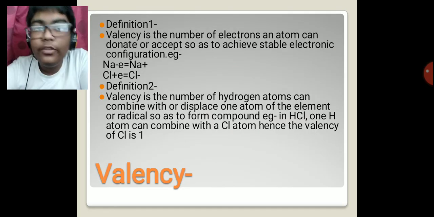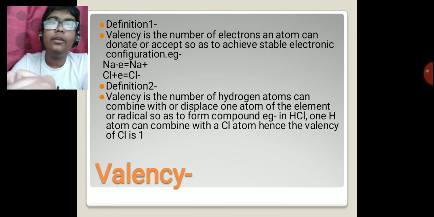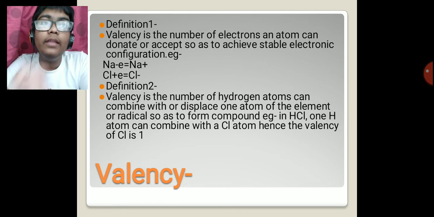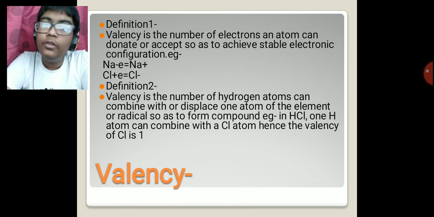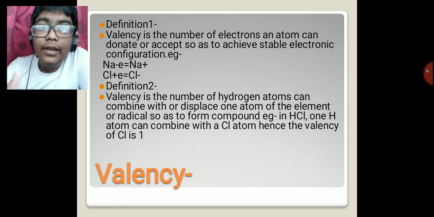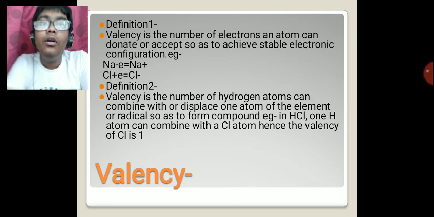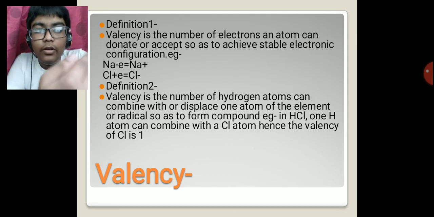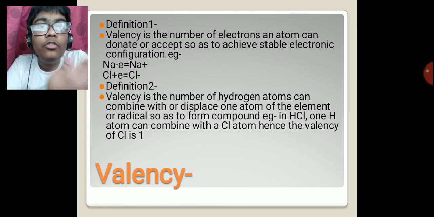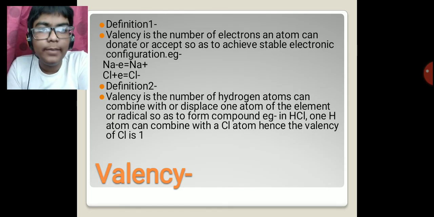Valency. You have two definitions of valency. First, valency is the number of electrons an atom can donate or accept so as to achieve a stable electronic configuration. We learned about this in atomic structure, that if an atom has to become stable and unreactive, it has to attain a state of stable electronic configuration, that's octet or duplet. To attain that, the number of electrons needed, the atom may be donating it or accepting it.